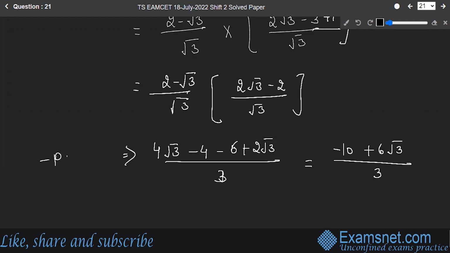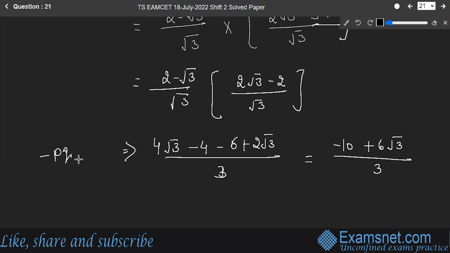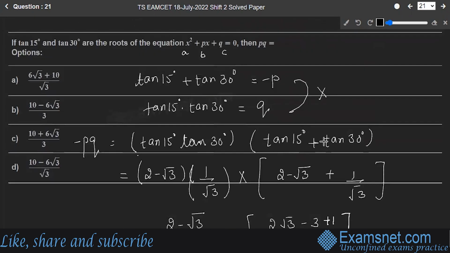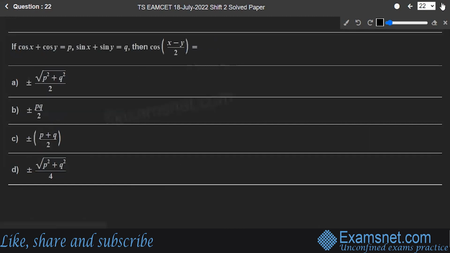This was equal to minus pq, and pq will be equal to 10 minus 6 root 3 upon 3. So this is the answer to our question. Let's check. We have option B as the correct answer. Hope you understood this. Next is question number 22.